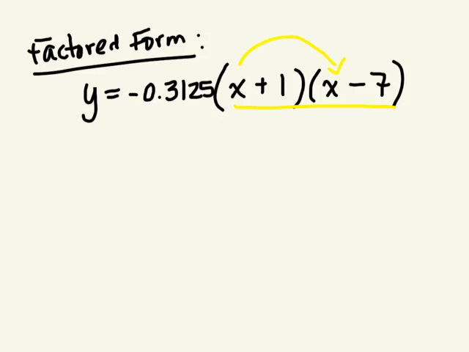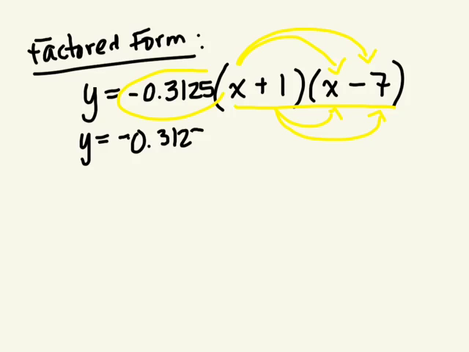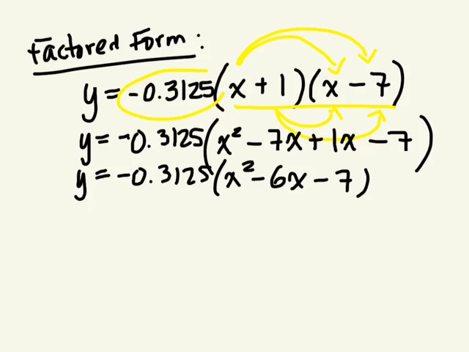x times x, x times -7, 1 times x, 1 times -7. We'll deal with this part afterwards. Okay, expand your binomial first. So x times x, x squared minus 7x plus 1x minus 7. When you simplified your brackets, that's what you should have. Now what? Mahina?